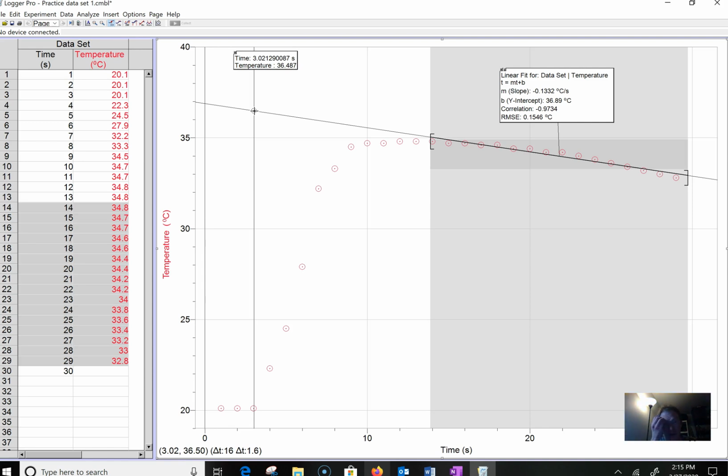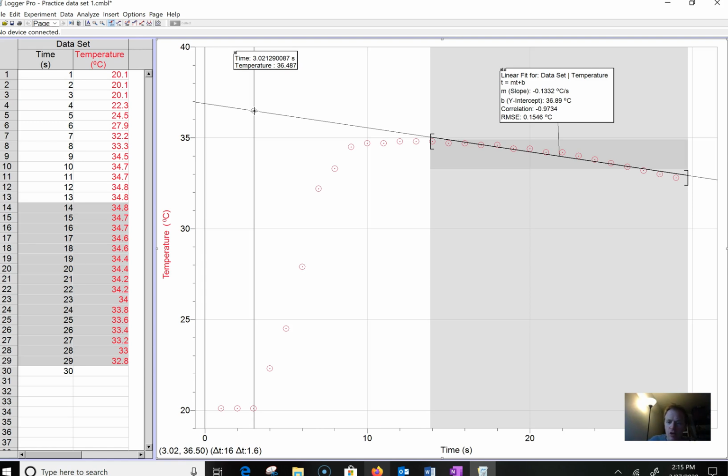So jot this information down if you have your worksheet in front of you, or even just on a piece of scratch paper. Let's jot down our final temperature here. We're going to call our TF 36.487. Now, thinking about measurement uncertainty, the uncertainty on the temperature probe that would have been used to do this would be 0.1. So really, we should probably only record this to the tenths place. So we're going to call it 36.5.